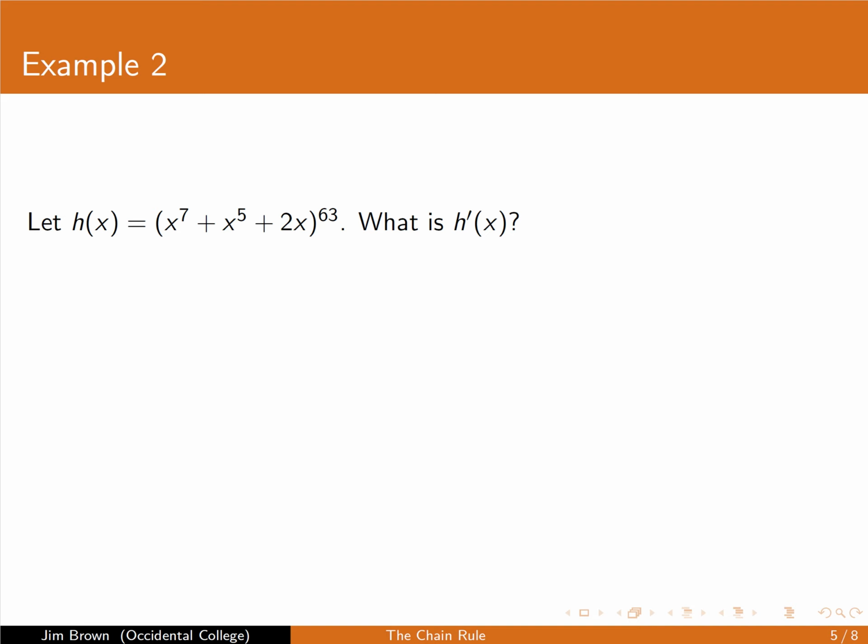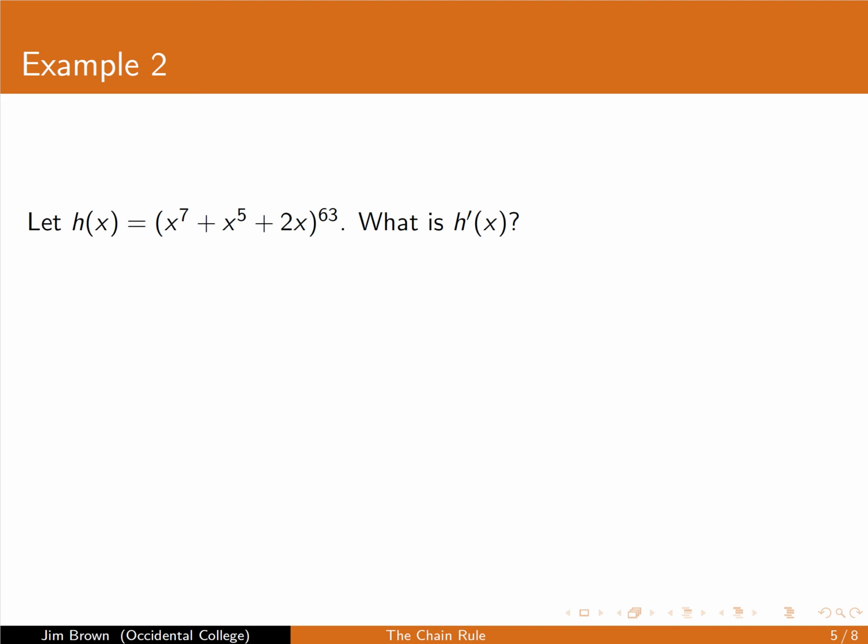Now obviously this is just a polynomial raised to some power, so theoretically we could take x to the 7th plus x to the 5th plus 2x and multiply by itself 63 times and get some giant polynomial and then take the derivative of that polynomial. Obviously that's not the way we want to do this. We don't want to have to multiply that big of a polynomial out. So instead what we'll do is we'll use the chain rule.